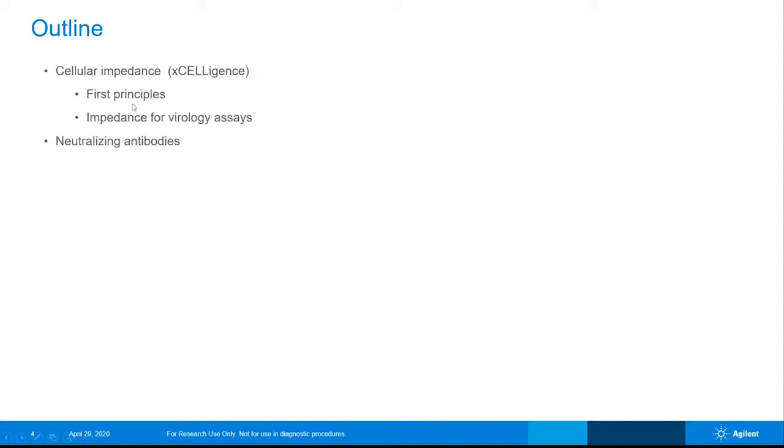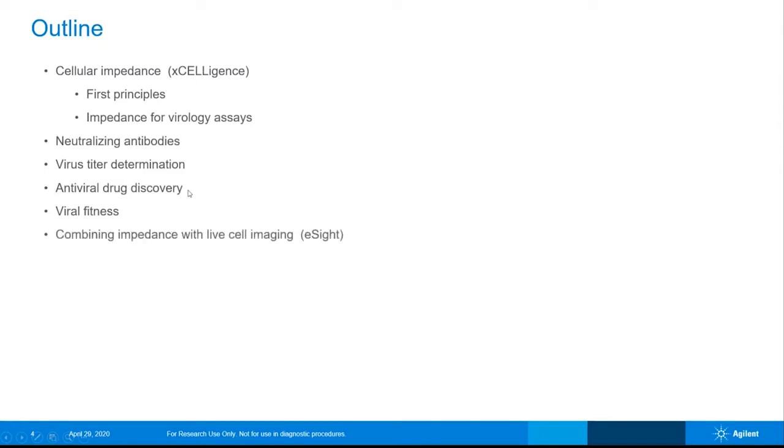I'll then look very quickly at an example of why impedance is so useful for virology assays. Collectively, this will serve as a foundation then for looking at some specific applications from the literature, including a few different examples of neutralizing antibodies, virus titer determination, antiviral drug discovery, and then looking at a comparison of different levels of viral fitness. I'll finally close out by looking at our newest instrument in the xCELLigence line of instruments, which is called eSight. And this takes the real-time impedance monitoring and combines it with live cell imaging.